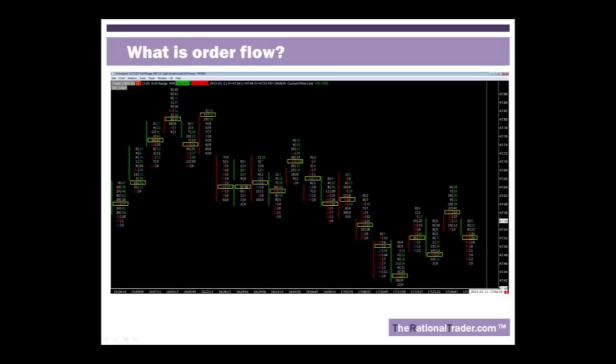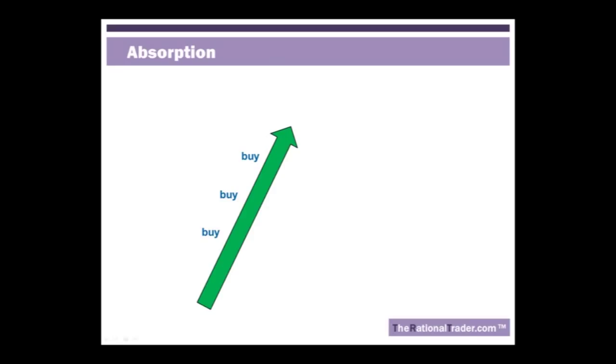All right. So I'm going to show you how I do that today. But first, we have to understand what it is that we want to see. The first thing is called absorption. By way of example, there's lots of buying in the market. Buy, buy, buy, buy, buy. The price is going up. Lots of aggressive buying.